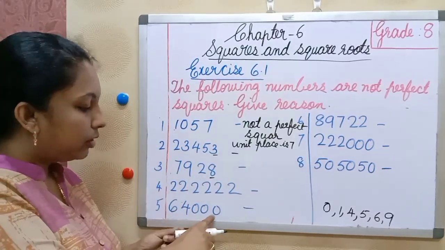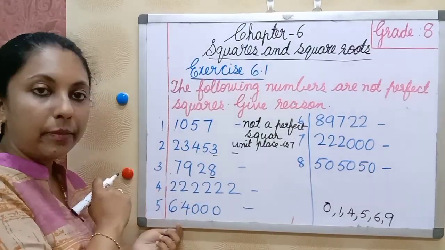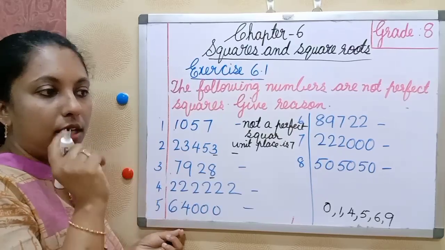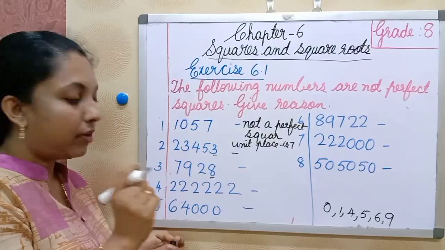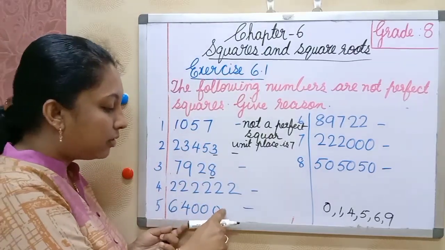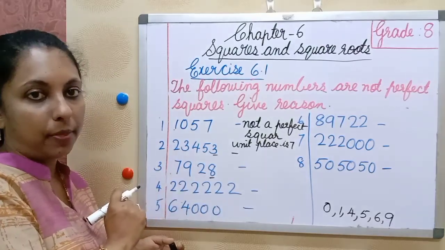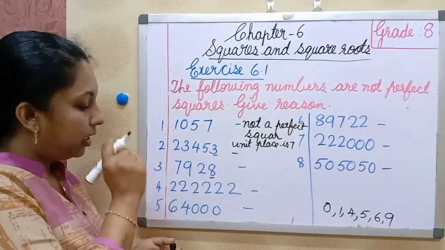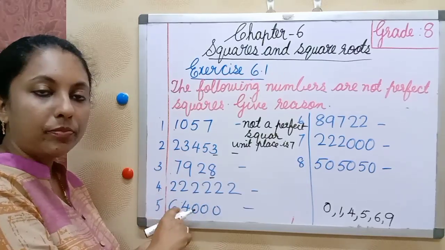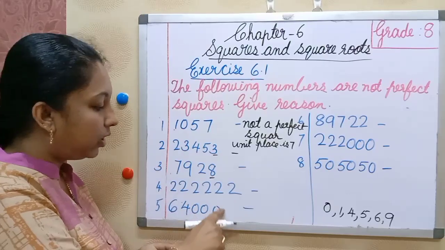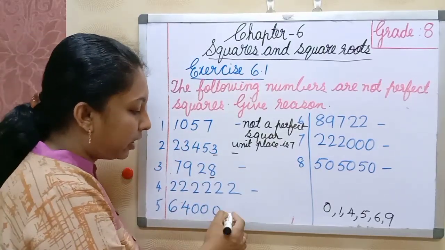And the next one, the unit place digit is 0. But how many zeros came? Only 3. The number of zeros should be even. See, 1, 2, 3. If one more zero is there, then it will be a perfect square. If it is only 2 zeros, then it will be a perfect square. But here 3 zeros, 3 is an odd number, so this is not a perfect square.